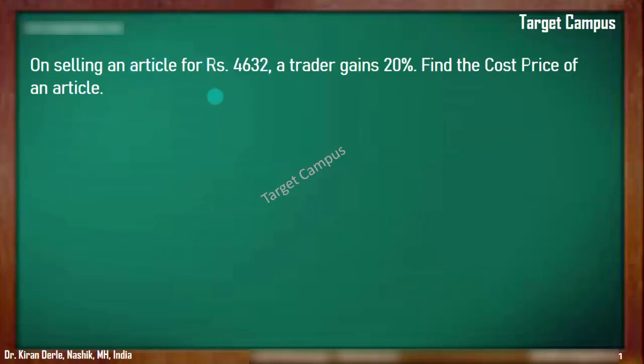So let's make it clear with this example. On selling an article for rupees 4632, a trader gains 20%. Find the cost price of the article. Let's say, for example, the cost price of that article is rupees 100. So the profit would be 20 rupees, because 20% is the profit. What will be the selling price? The selling price in this case would be 120.